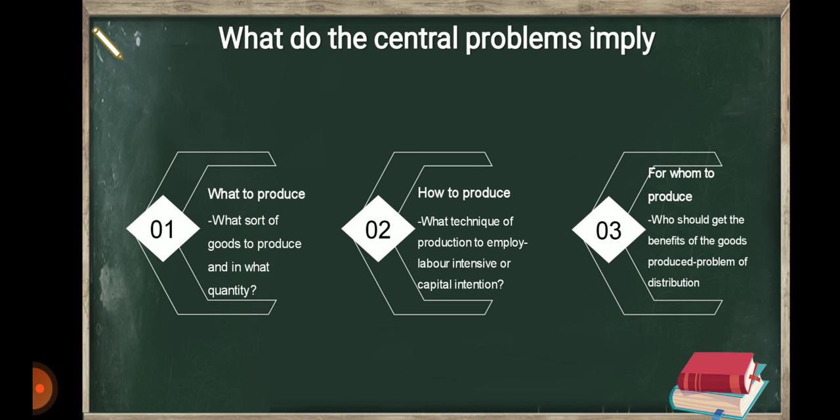Now the third problem is the problem of for whom to produce. Who should enjoy the benefit of the goods or the services which are produced? Whether it should be the rich people only or whether it should be distributed evenly among the masses. There are many factors which decide on these, but essentially this problem is related to the problem of distribution of income among the masses.